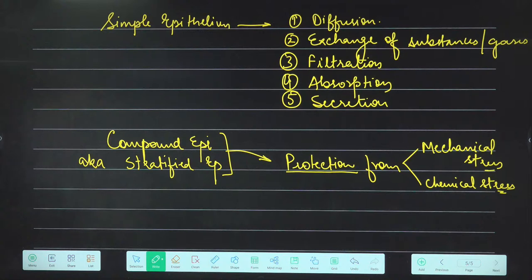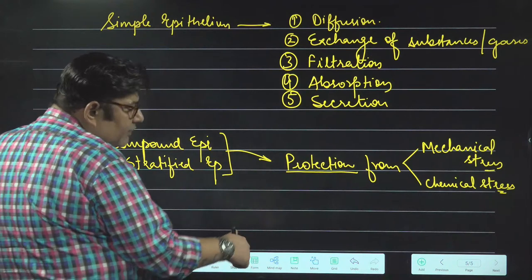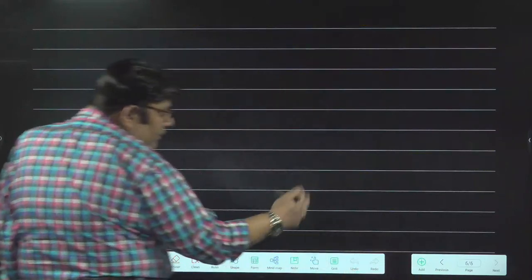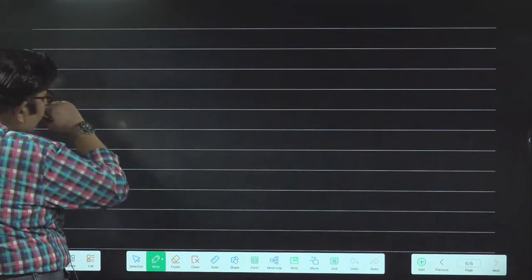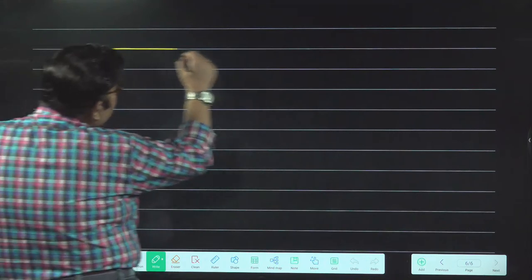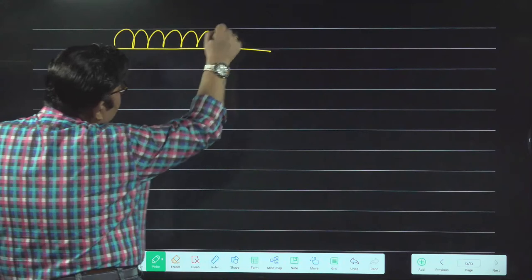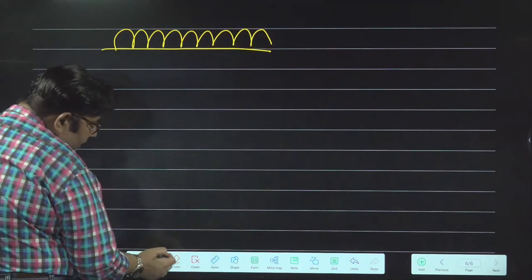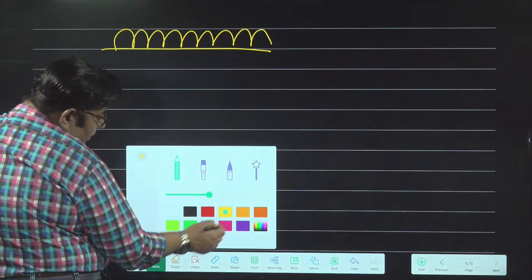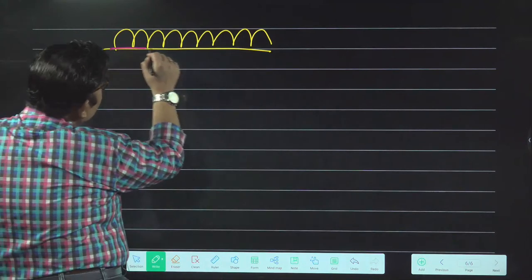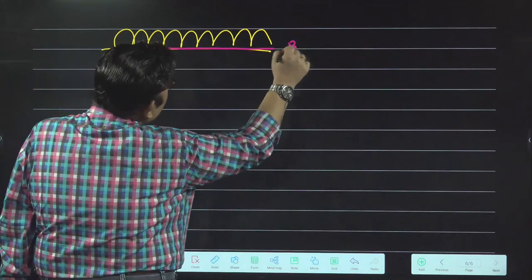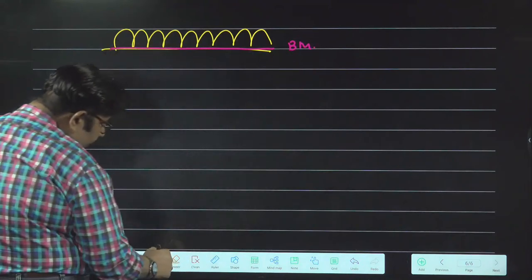Another point that can come to your mind is: sir, if there is no blood supply, then how does the tissue survive? Very genuine question if you are thinking like that. So this is a tissue and it is lying on a non-cellular basement membrane. So this is the BM, or basement membrane.